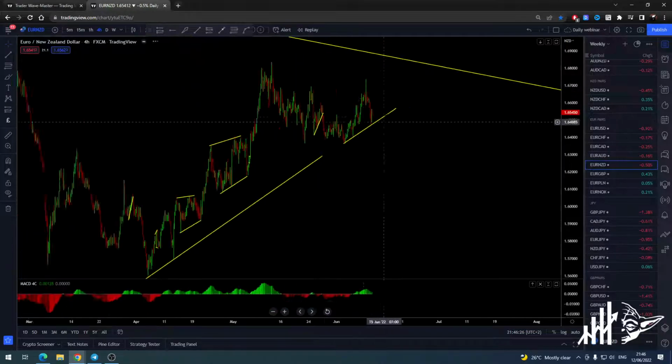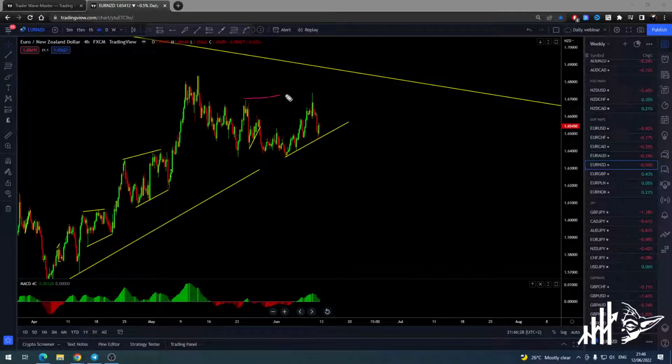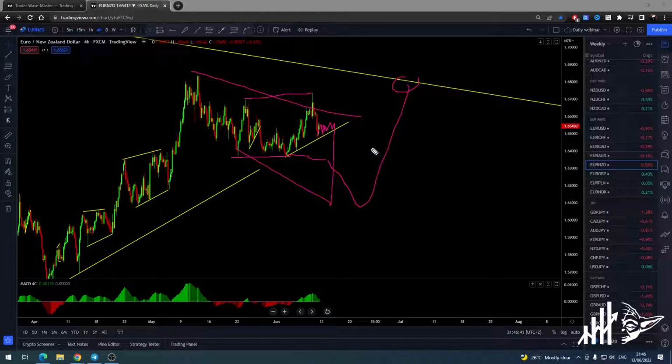Euro New Zealand, be careful. This could be a sell setup. If this gives us some sell stops, then you can take it, sell. Be careful on the previous low. If it breaks and starts losing its momentum, it's going to break out of this structure. So buying will be interesting.